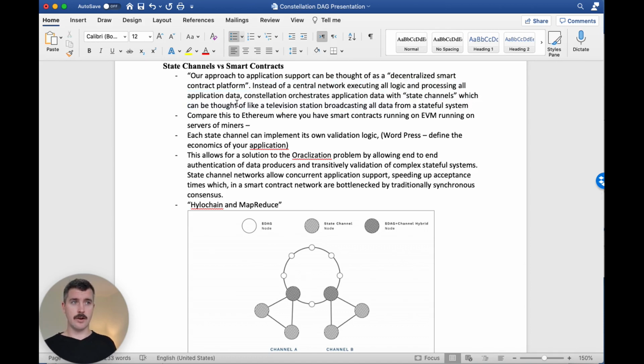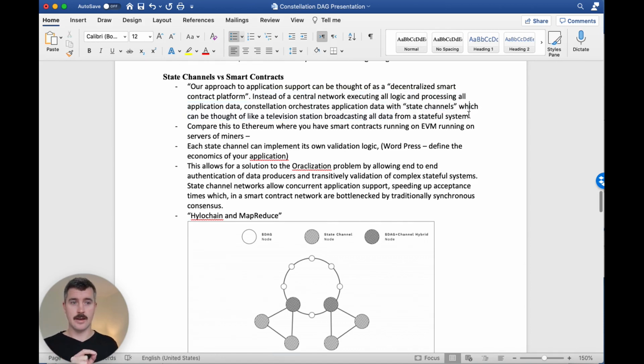can be thought of like a television station. Okay, so you can think of a state channel like beaming the state of a system to another endpoint. And so that is an ongoing state of communication about how a system is at a given moment in time. What you have is a serverless architecture where you are plugging into the hypergraph and the state of your system is being transmitted across the hypergraph in a serverless fashion.